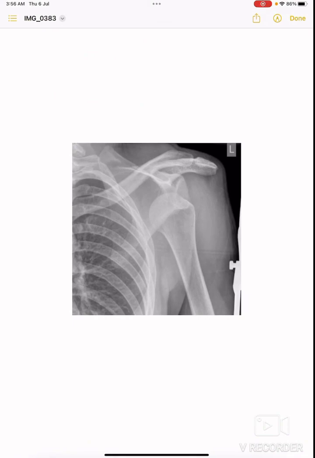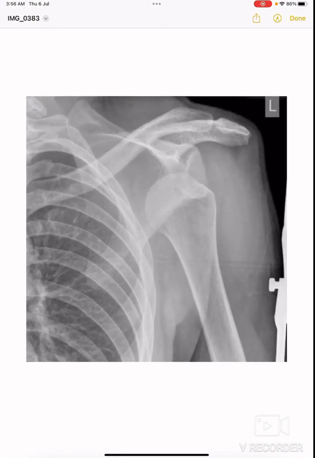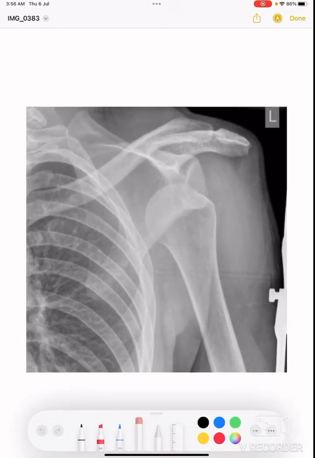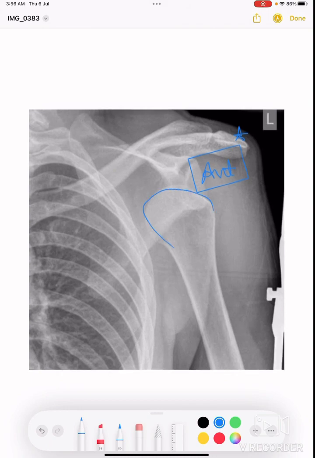Now here you can see an image of anterior dislocation of shoulder. If you see this type of photo, always understand this is anterior dislocation of shoulder, right? In this particular photo, you can see that the shoulder is dislocated, the head of the humerus is not in the proper position, and the humerus is pointing outside, right? And it is somewhat inferior to the coracoid process, right? So this is a way you can understand.